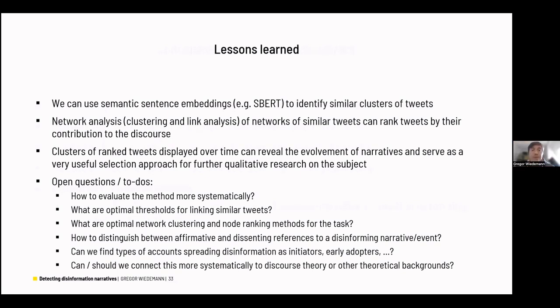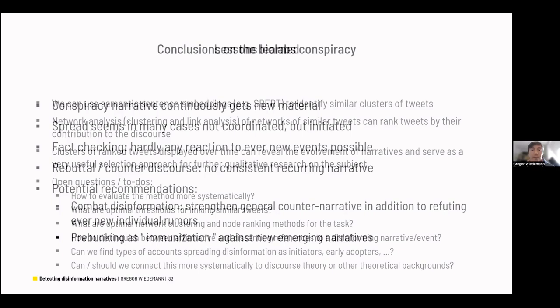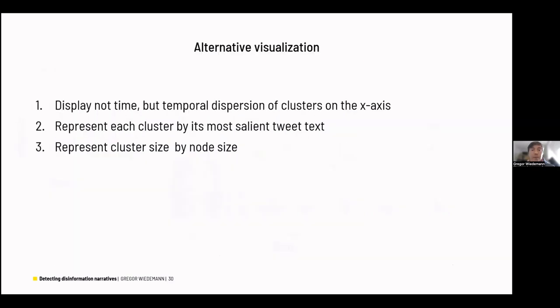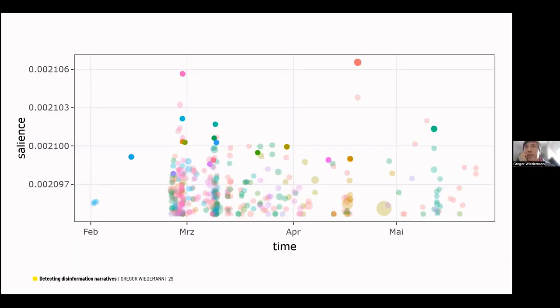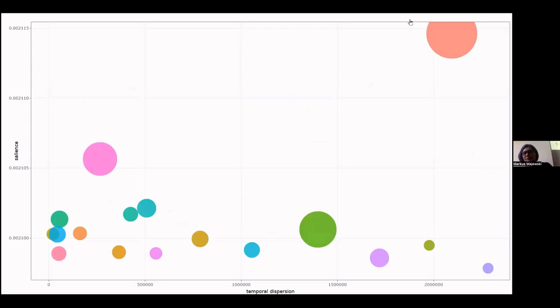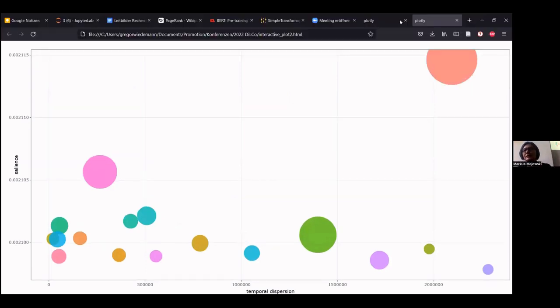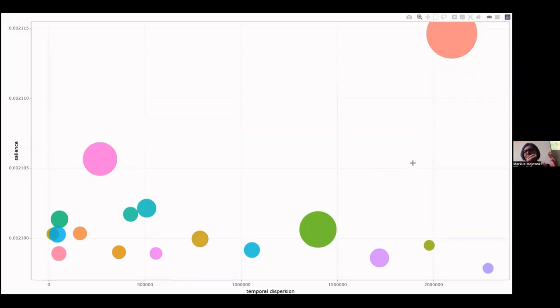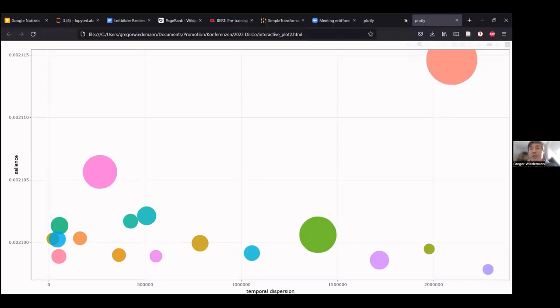I'm a little bit confused about the term deletion. What do you mean by deletion? You said that to the left side of the graph there were, and I couldn't grasp whether it was the tweets that had a short life or the accounts. Ah, okay, so this is temporal dispersion.